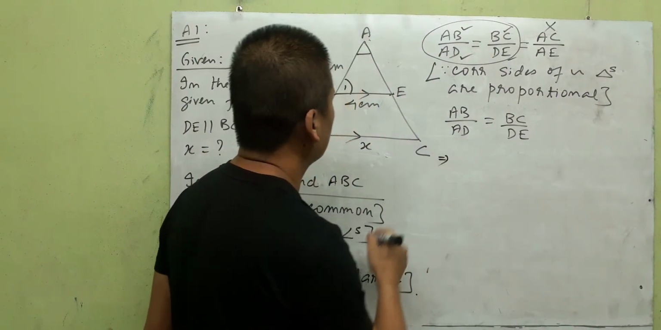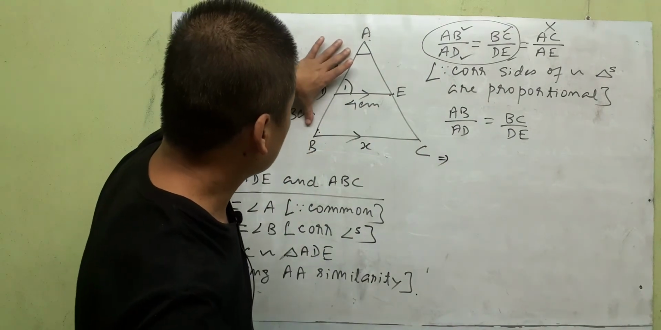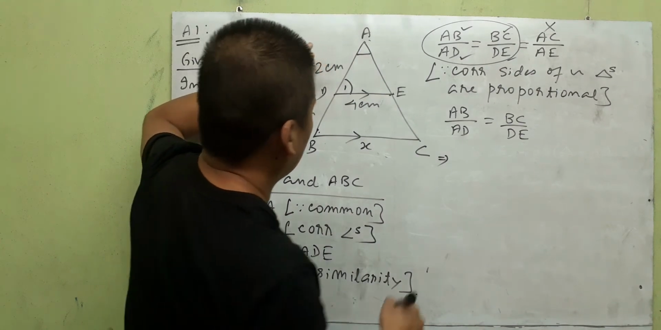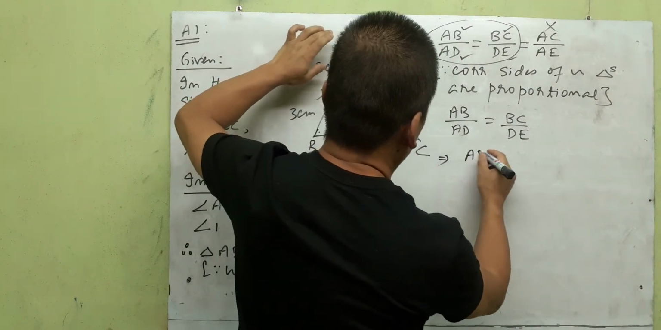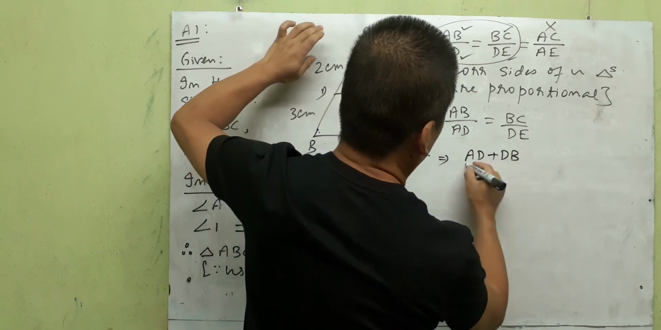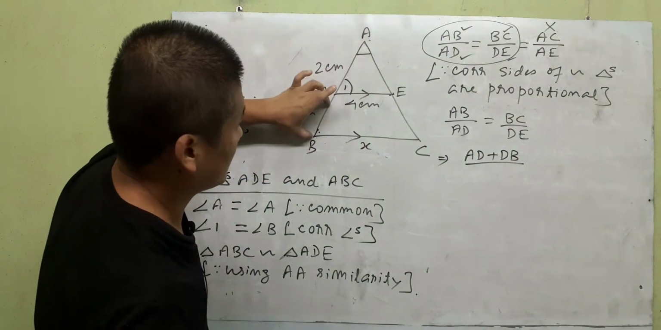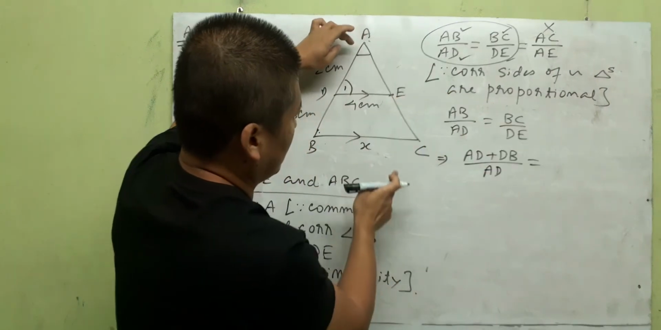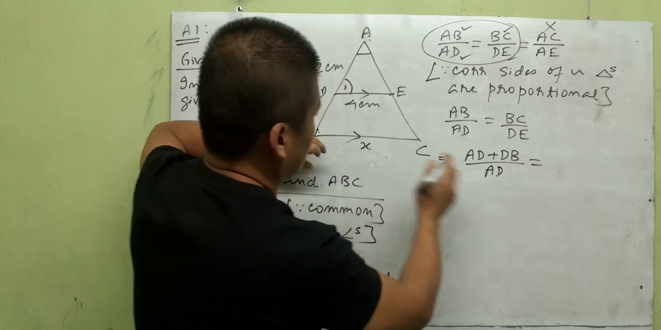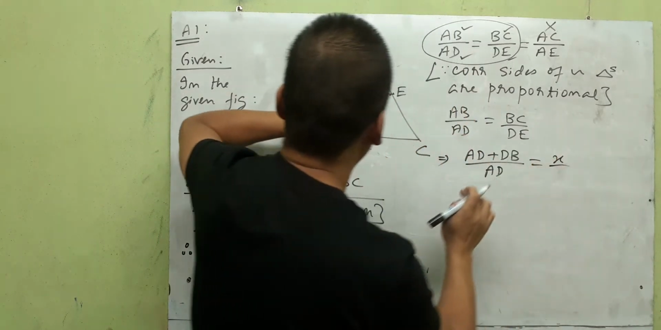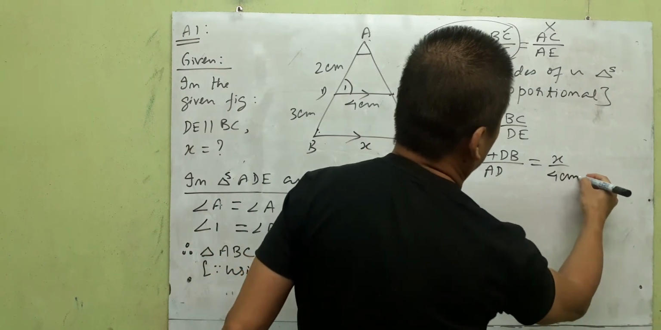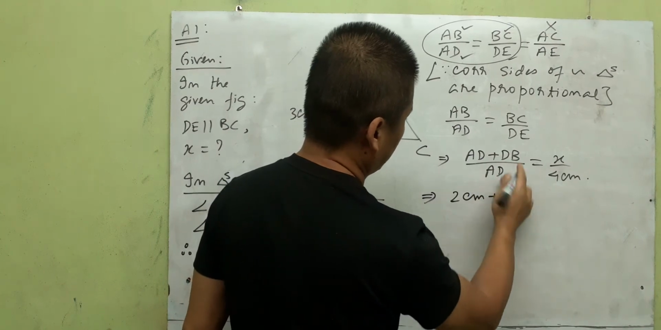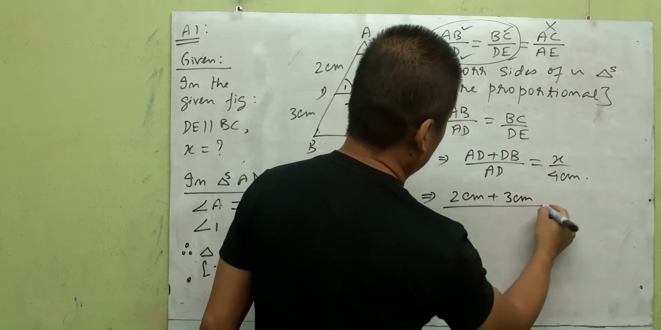So AB, if you look here, AB is AD plus DB. I think you will agree with that. So AB is AD plus DB, by AD. Just keep it for one time. BC, you can just write as x. And DE, already given, is 4 centimeters. So let us deal with this part. AD, as you can see in the figure, is 2 centimeters. DB is 3 centimeters. Divided by AD here.